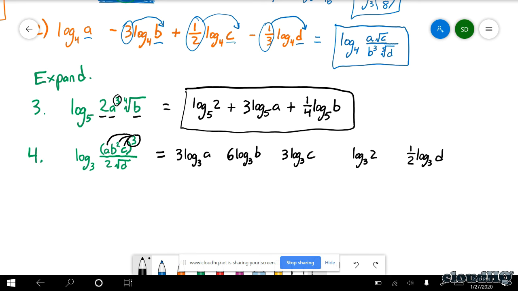And then the only thing left to do is positives or negatives. The A, the B, the C all came from the numerator, so those are all positive logs. So the first three are all positive. The 2 was in the denominator, so it's going to be a negative, so minus log base 3 of 2. The D was also in the denominator, so I put a negative in front of that log as well. And there's my answer all expanded out.